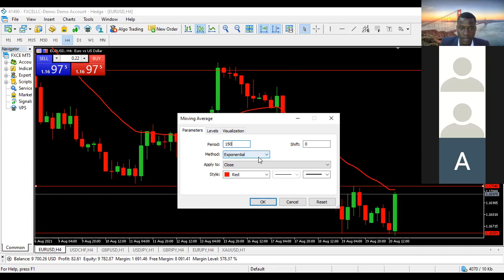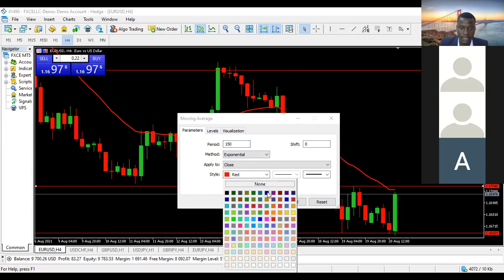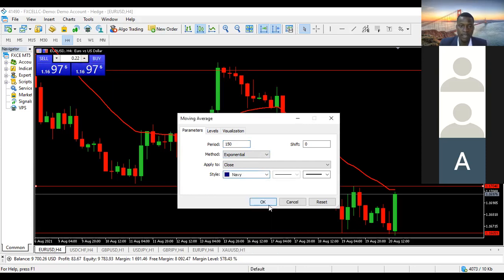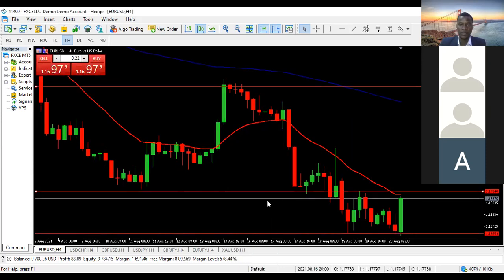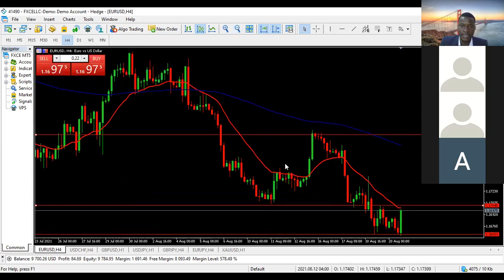So we still leave this one as exponential. This one, we just have to change the color. So let's change the color of this one to navy blue, and then we add. If you look at it very well, you can see that this one is a higher moving average, far away from the candlestick. But it's still above the price, telling us that this is a trend.